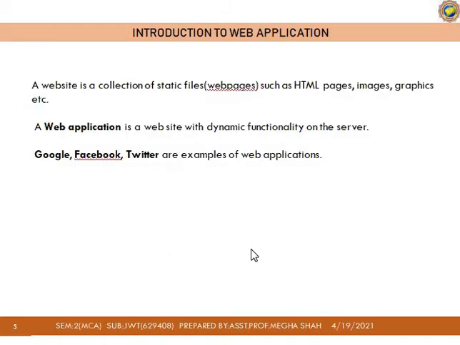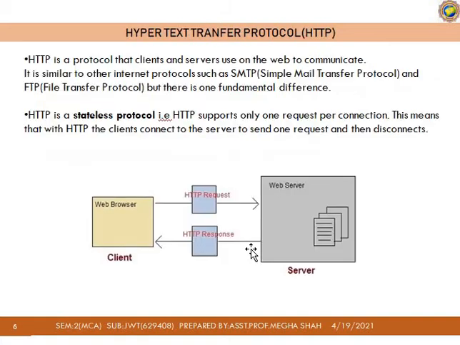Okay, so what are web applications? Simple examples are given: Google, Facebook, Twitter are examples of web applications. Web application means a website with dynamic functionality on a server. Whatever pages are put on a particular web application are dynamic, and they are periodically changed.